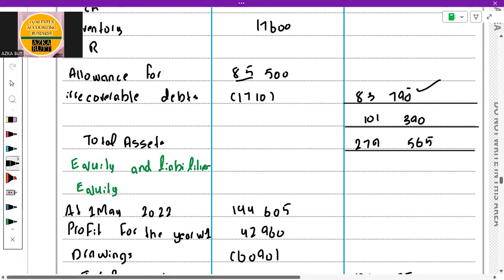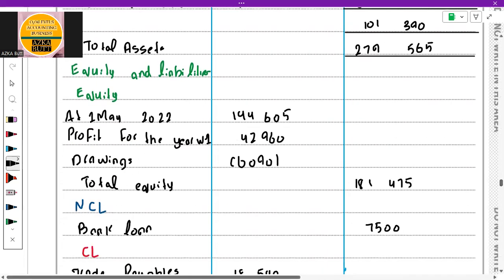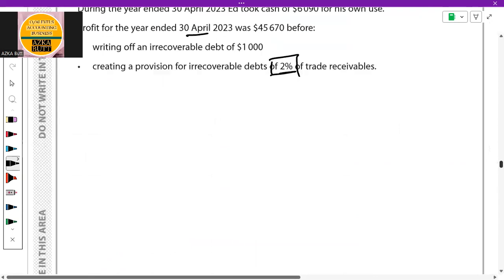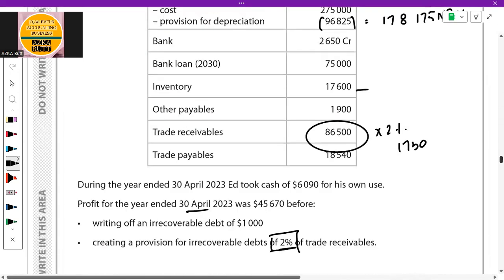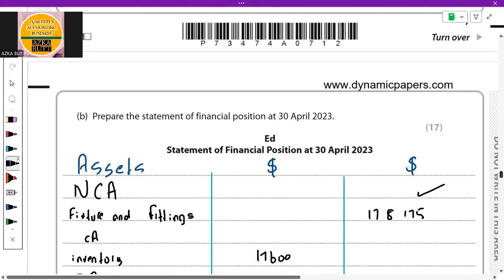So now we have to write the equity and liability. In equity, if you see, we have invested some money in the business. So yes.